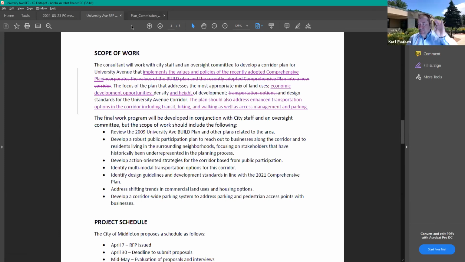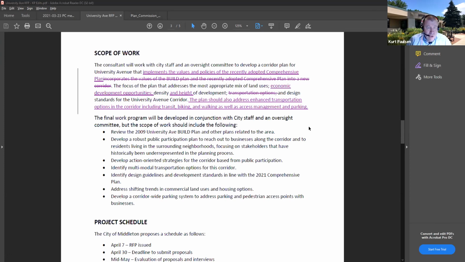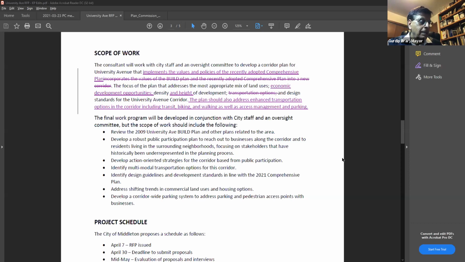Mayor? Yes, Kurt. Go ahead. Yeah, so just the changes I suggested were to really connect this corridor plan to our recently adopted comprehensive plan, focus on economic development, and then to highlight, as you see in the last sentence here, that really transportation is an issue in the corridor, as is access management and parking. So maybe I get extra credit points from Jen and the DOT by using the term access management. But for a large arterial like that, we really need to think about access management.